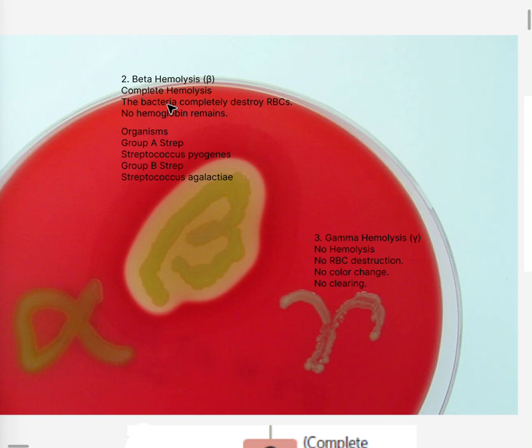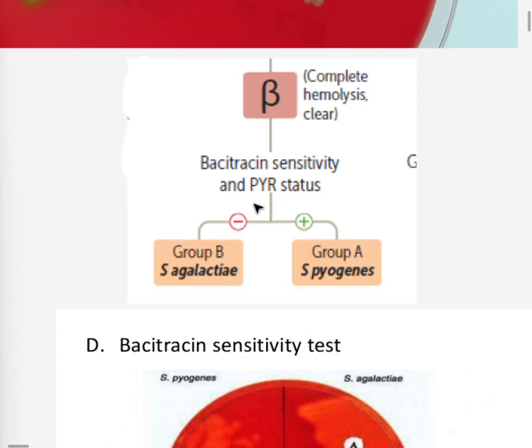The beta hemolysis part, right? So the streptococci that undergo beta hemolysis have complete hemolysis, the bacteria completely destroy the RBCs around them, no hemoglobin remains, and are basically two types. We have the group A strep and we have the group B strep. The group A strep is the strep pyogenes and the group B strep is the strep agalactiae.